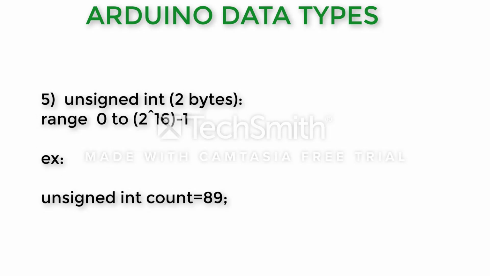Number 5. Unsigned int. The unsigned integers are the same as the normal integers in the way that they store 2 byte values. Well, instead of storing negative numbers, the unsigned integer always stores positive numbers, yielding a range of 0 to 2 power 16 minus 1. For example here, the unsigned int count variable stores 89 as its value, which is always positive.